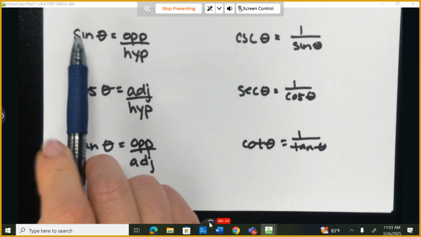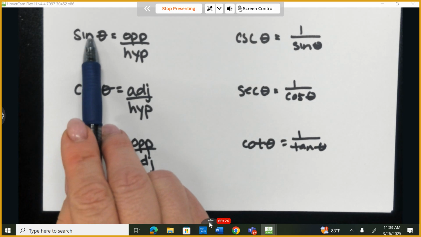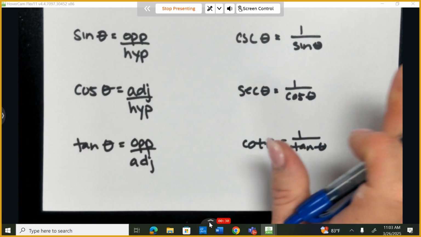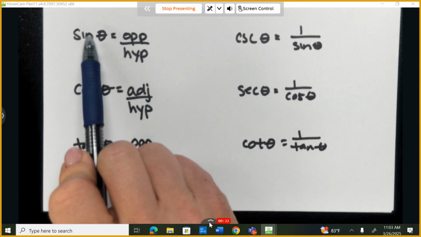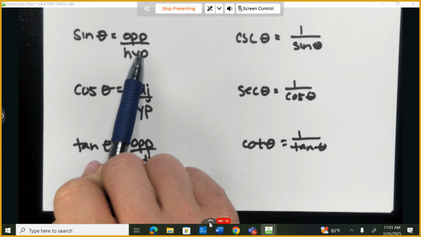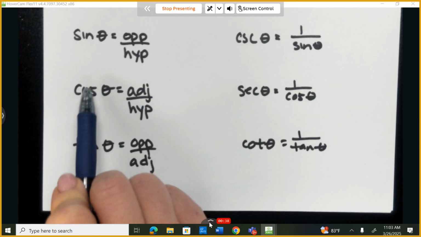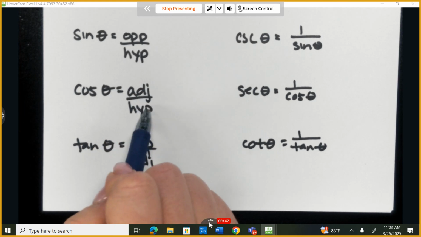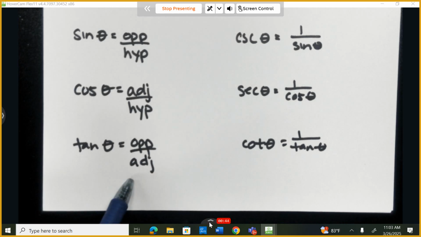So when we evaluate an angle and we determine the sine of it, we're just comparing two of the three sides of a triangle. So which two sides do we choose? We choose the opposite over the hypotenuse. We went over this before spring break, but we're going to use it again. Cosine, we're going to compare two of the three sides, specifically adjacent over hypotenuse, and tangent is opposite over adjacent.